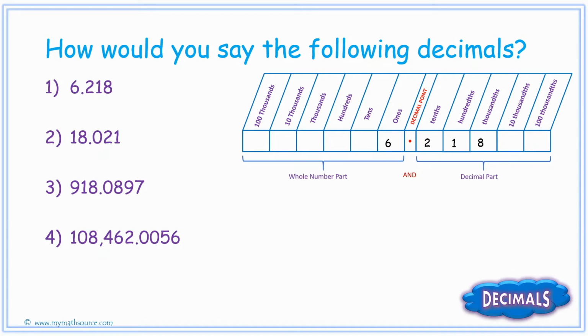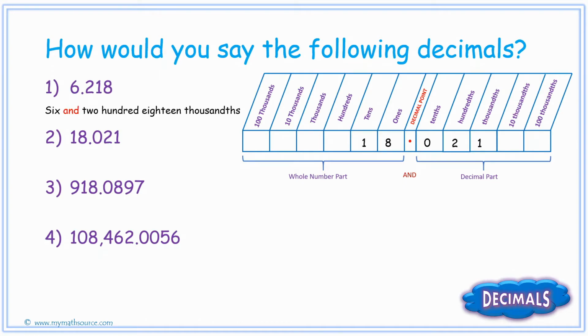In the whole number part, we have 6. To say the decimal point, we would say and. Then the last 3 digits, we would say 218. And because the 8 is in the thousandths place, we say this number as 6 and 218 thousandths.